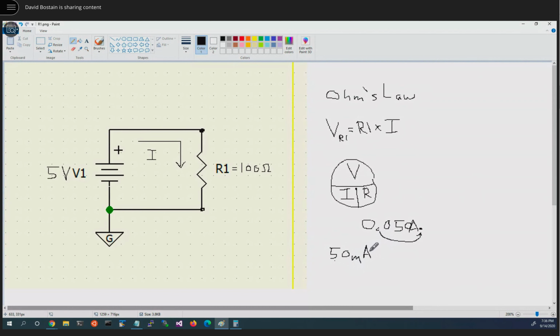So let's work another problem and see if we can start to actually, we've got a couple more parts to this we should really do. One is we need to know the power that's dissipated.